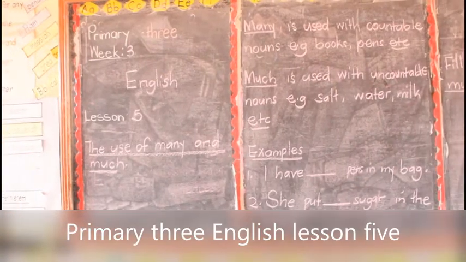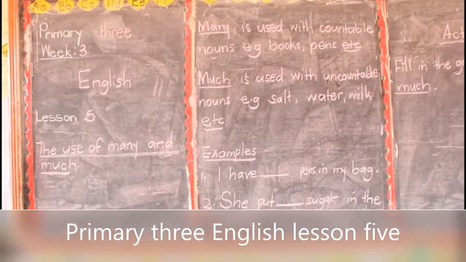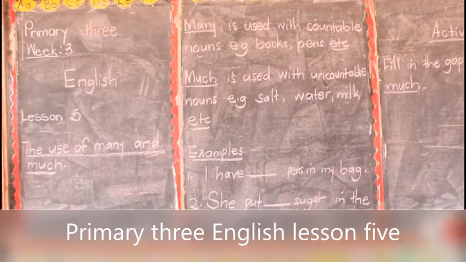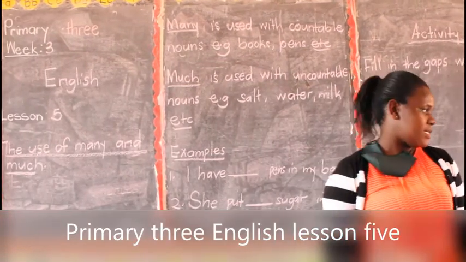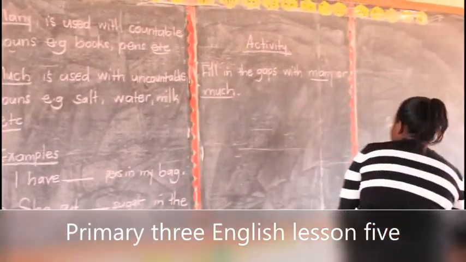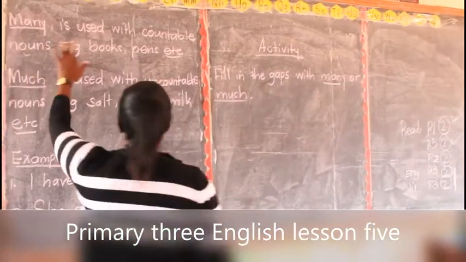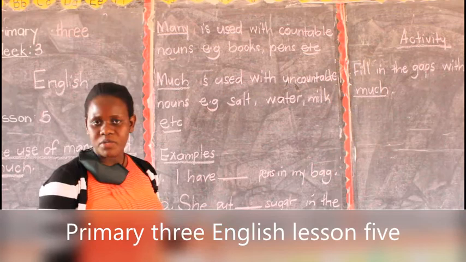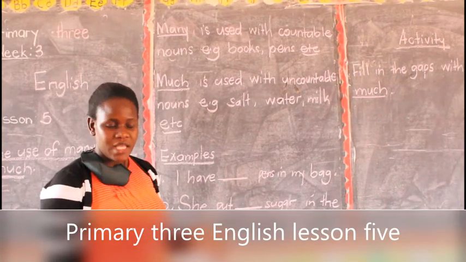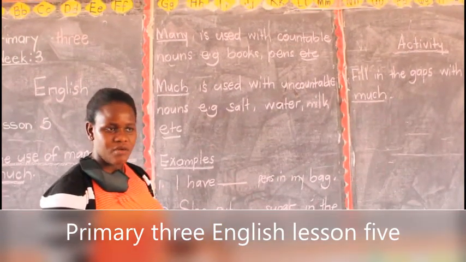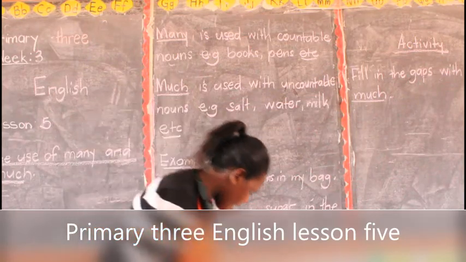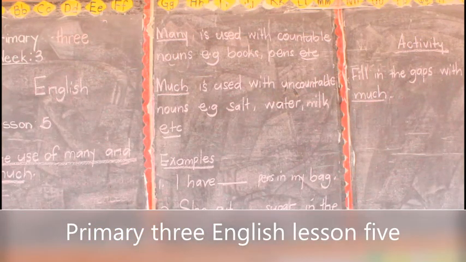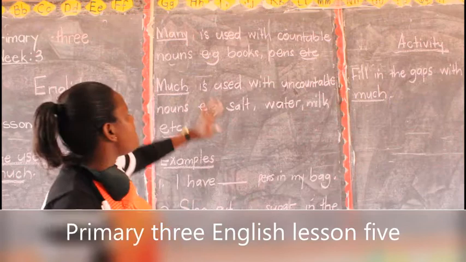For example, I have my boxes here. I can count that this is 1, 2. So I can say many boxes. Many is used with countable nouns, the ones you can count by yourself. Are we together? Even pieces of chalk, I can count: 1, 2, 3. So you use many.